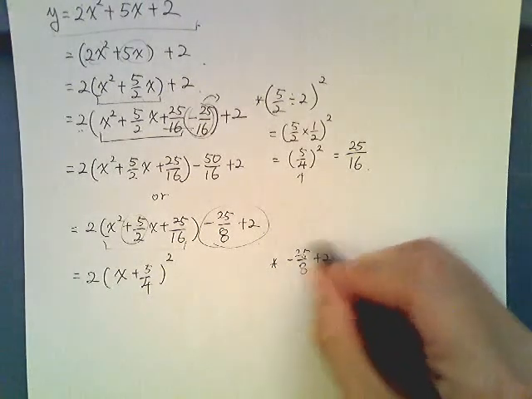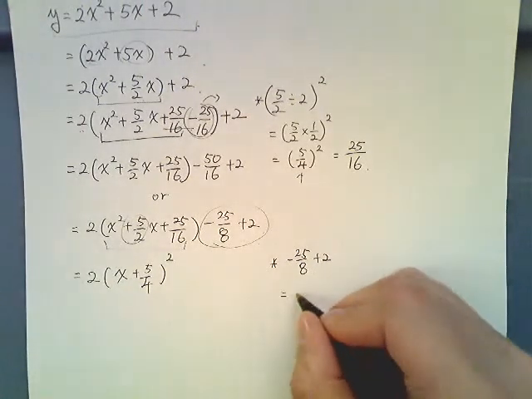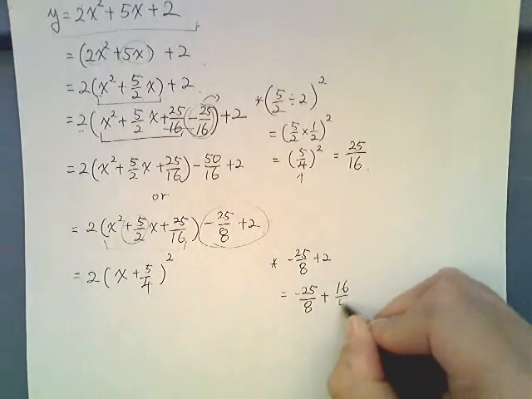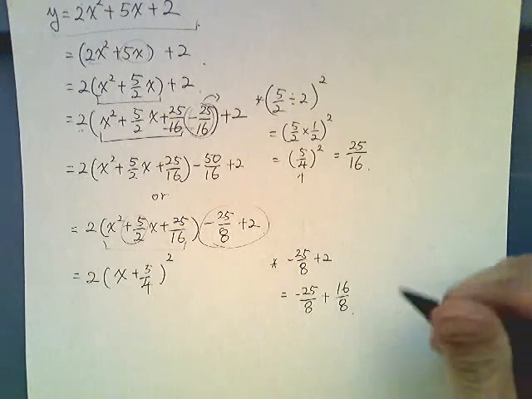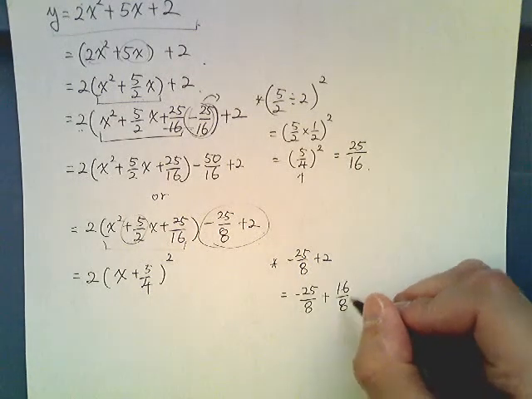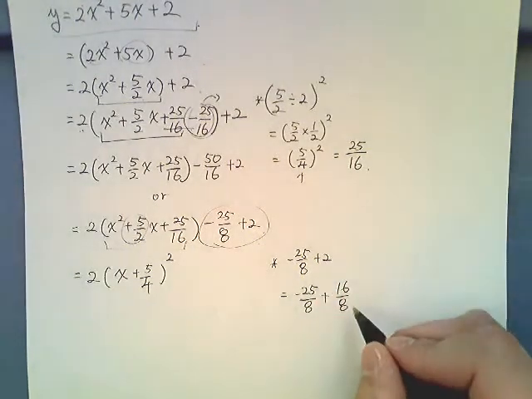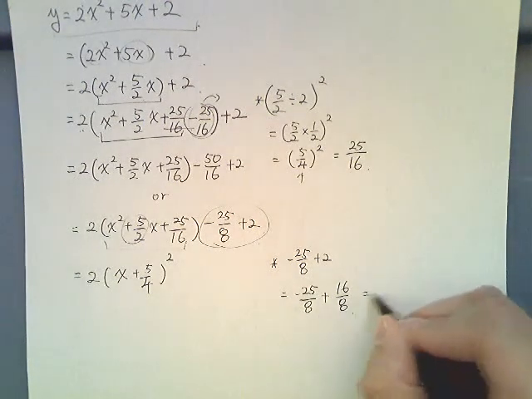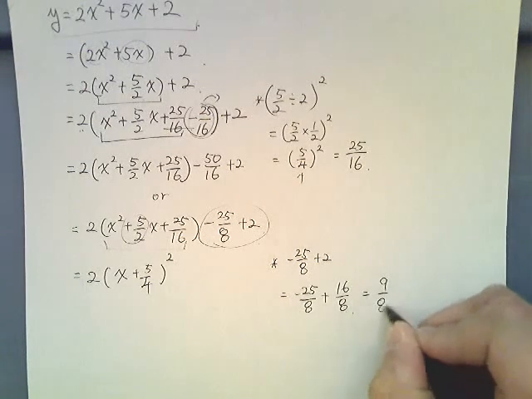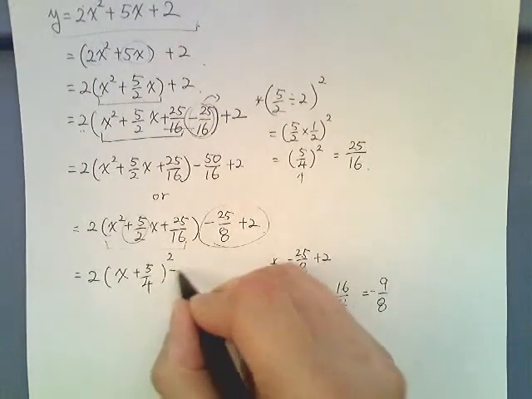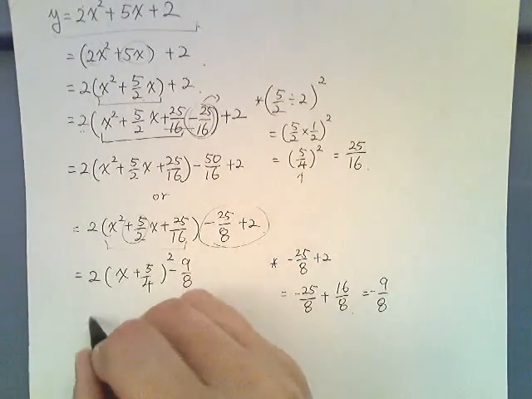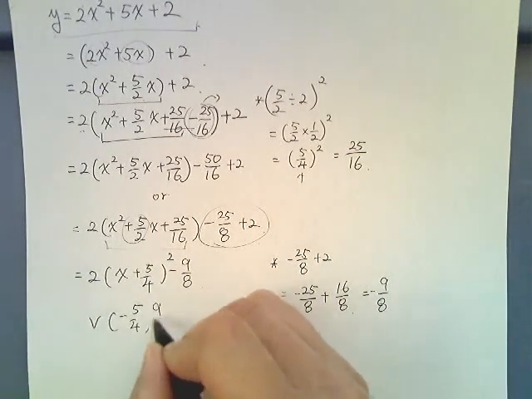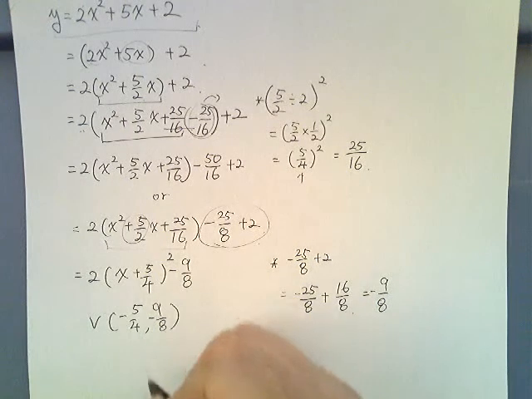In order to calculate this, we simply need to have a common denominator. So negative 25 over 8 plus 16 over 8, because 2 is simply 16 over 8. And why did I change it to something over 8? Because I have 8 here. This gives me minus 9 over 8. Therefore, the vertex is negative 5 over 4, comma, negative 9 over 8.